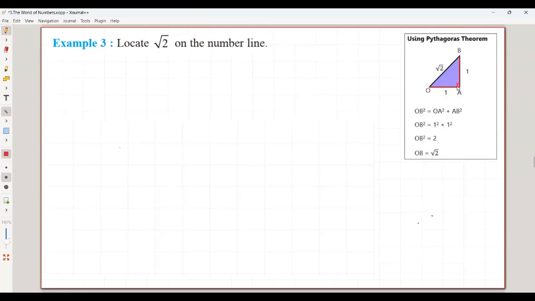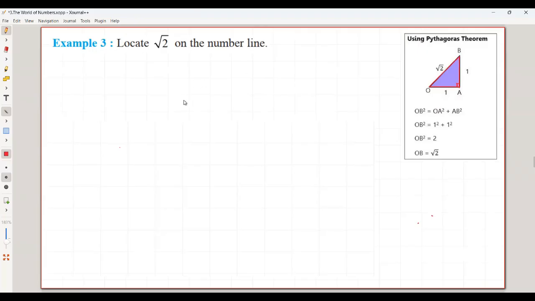Now I can apply the Pythagoras property. If you know two sides in a right angle triangle, I can easily identify the third side. Here OB square is equal to OA square plus AB square. OB square we have to find out. OA we have taken as 1 unit, AB as 1 unit. 1 square plus 1 square, you will be getting 2. OB square is equal to 2. Therefore, OB is equal to root 2. So we are getting root 2, from here to here.